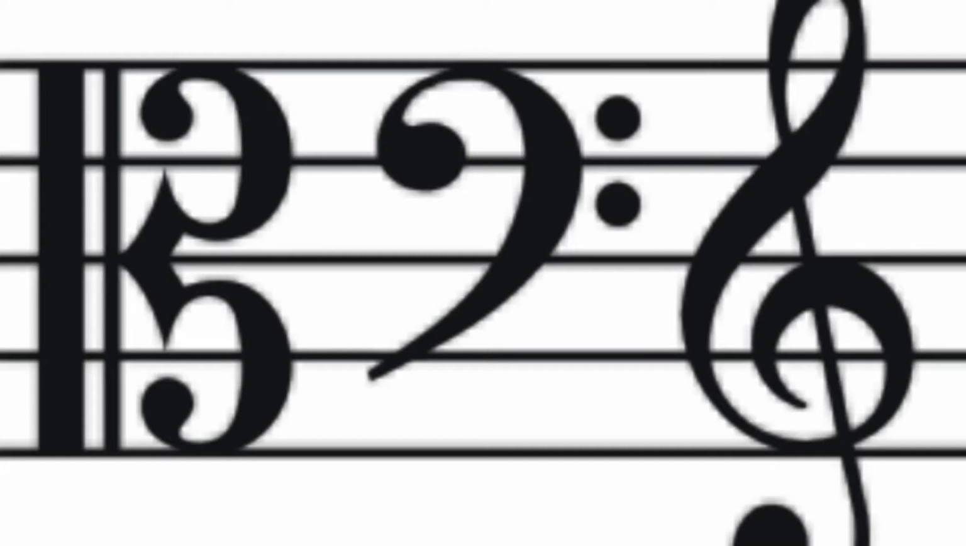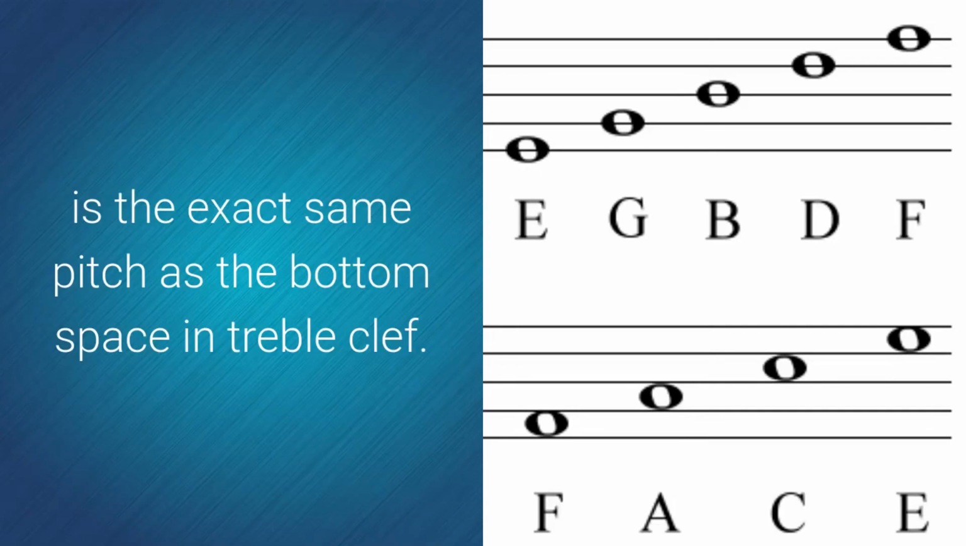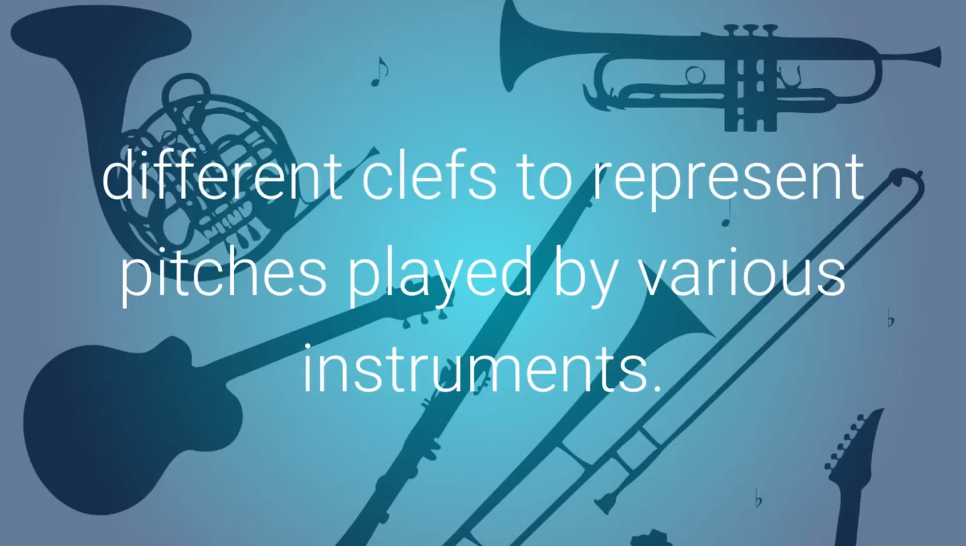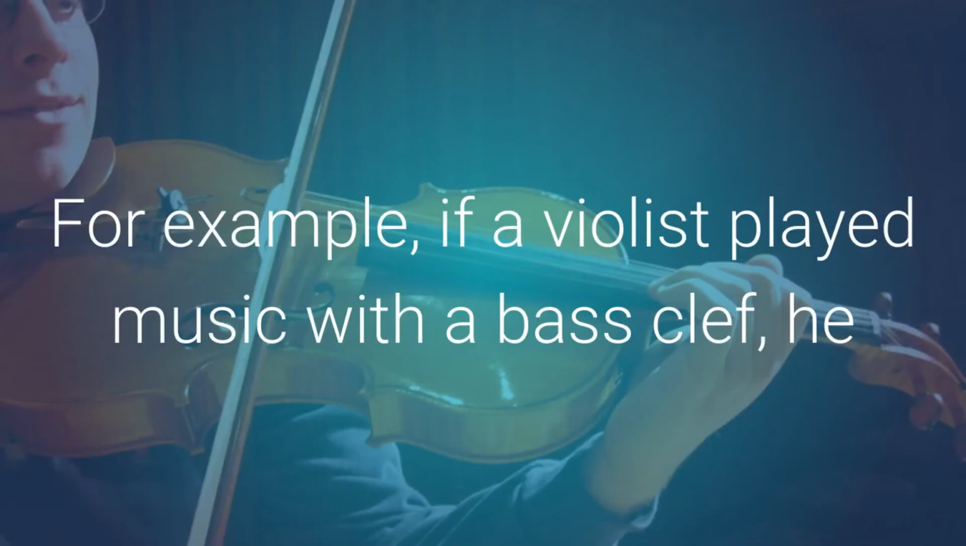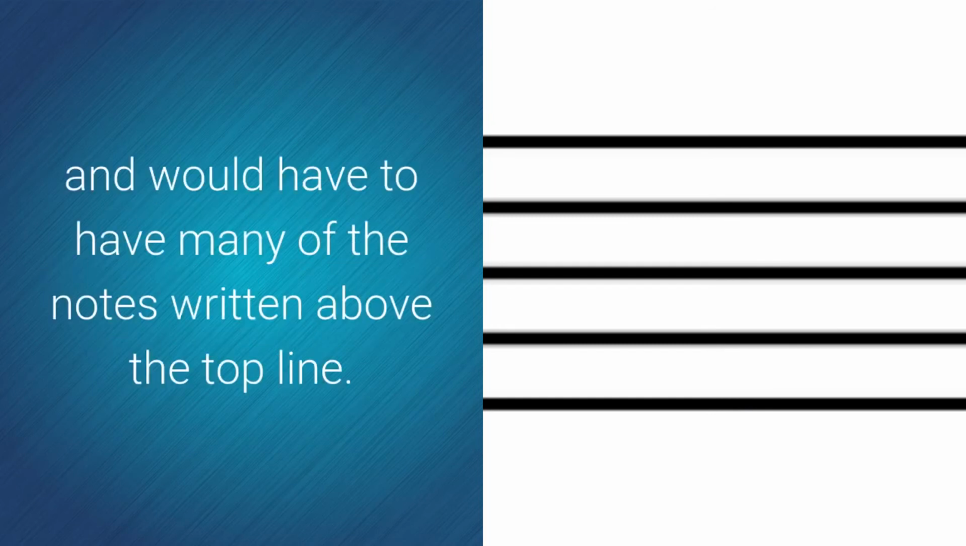Remember, just because you're playing in a different clef than another instrument doesn't mean that you both can't play the same notes. For instance, the top space in alto clef, which is the note F, is the exact same pitch as the bottom space in treble clef. Again, it is only for ease of reading that we use different clefs to represent pitches played by various instruments. For example, if a violist played music with a bass clef, he or she would eventually run out of lines on the staff and would have to have many of the notes written above the top line.